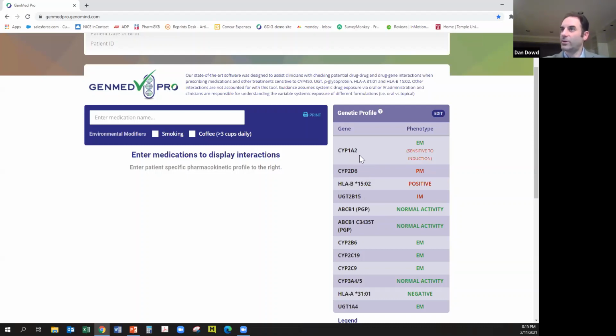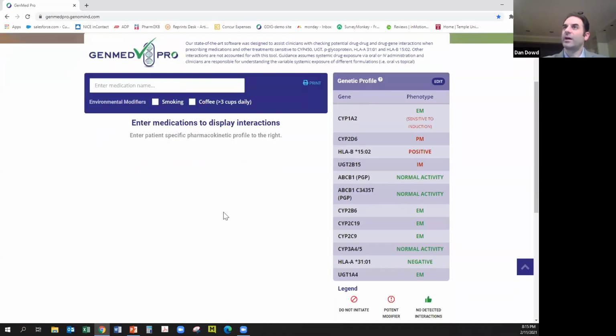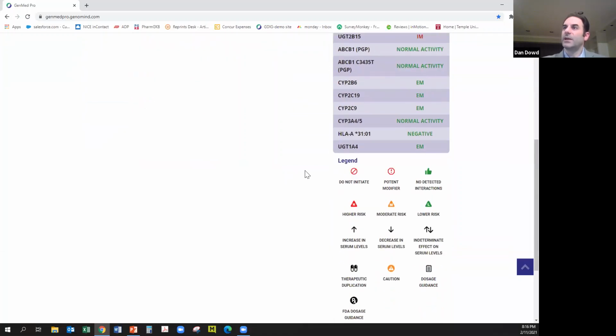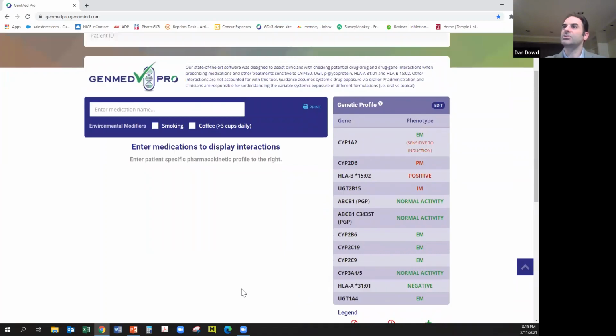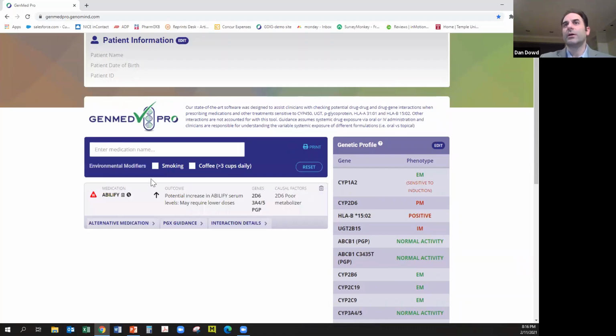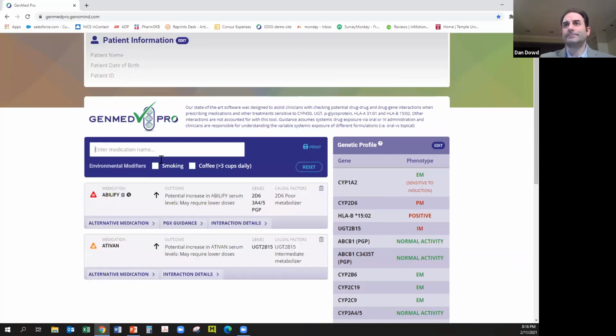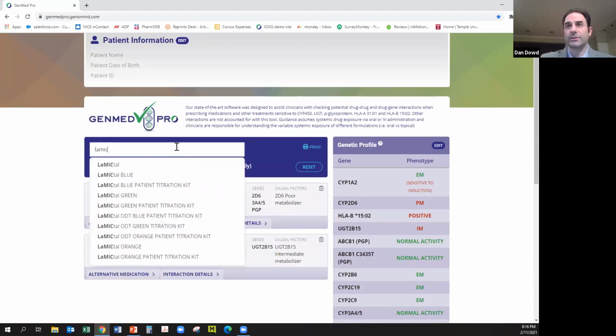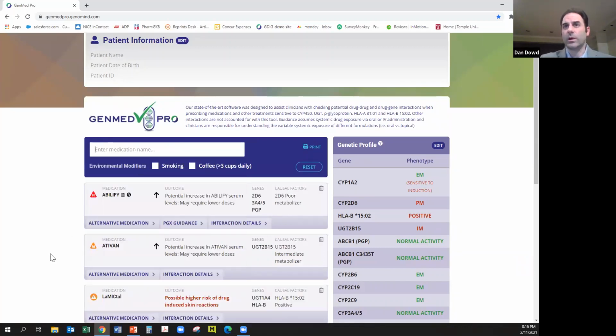Put a pin in CYP1A2 for now. We'll come back to that in a moment. Your genetic profile will be pre-populated. A legend down here will describe the different icons that we use, but let's show you the icons first, and then we can go back to that legend. So you would populate this like you would any other drug-drug interaction checker. I'm going to start here with Abilify and also some Ativan, and maybe we're considering some Lamictal as well.